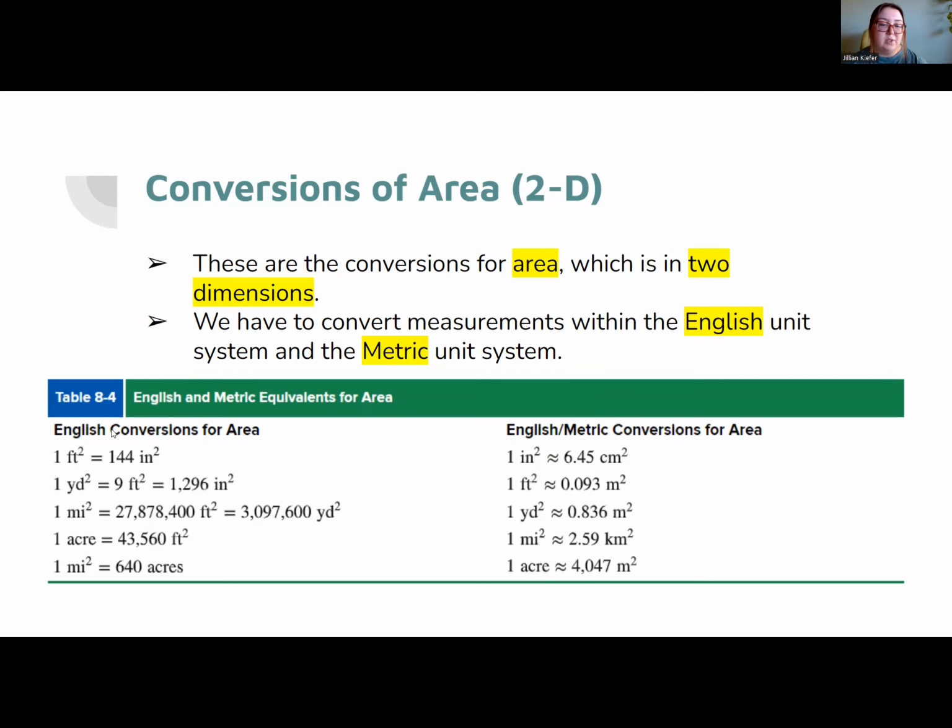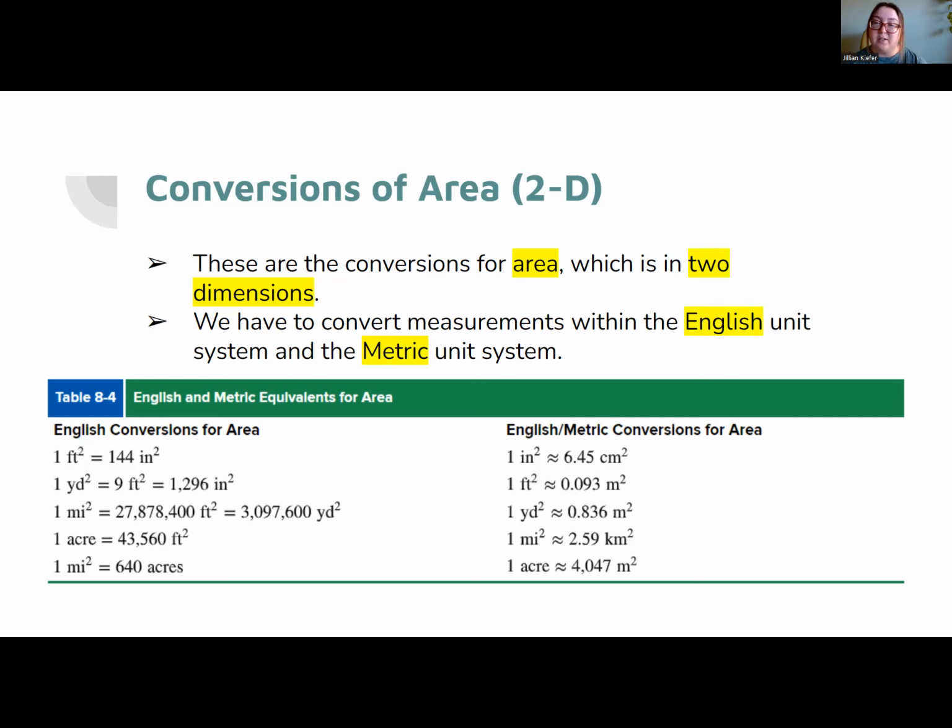But so for our English conversions for area, we have like 1 foot squared. So 1 square foot is equal to 144 inches squared. That's because there are 12 inches in 1 foot, but now we're talking about this square unit, these square units. So that would be broken up by a 12 by 12 inch box. 12 times 12 is 144. So we have those differences there.